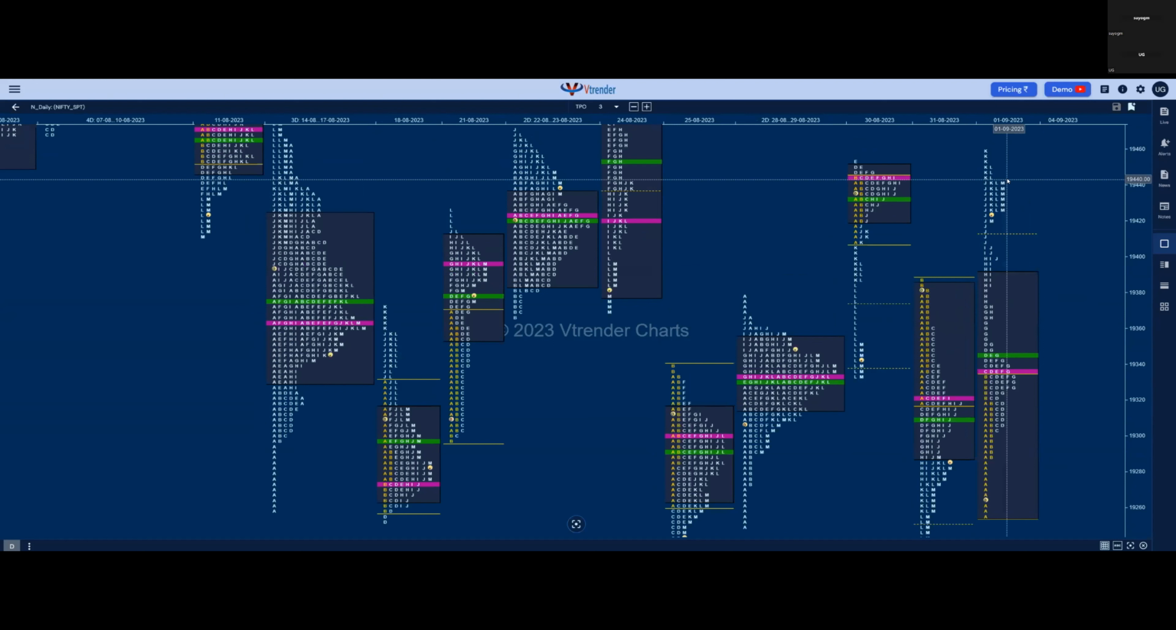But we will have to see that we have not moved away from that zone, the congestion zone. So we want one initiative move away, either an A period single or an extension handle at that 19,440 level, to be more bullish.